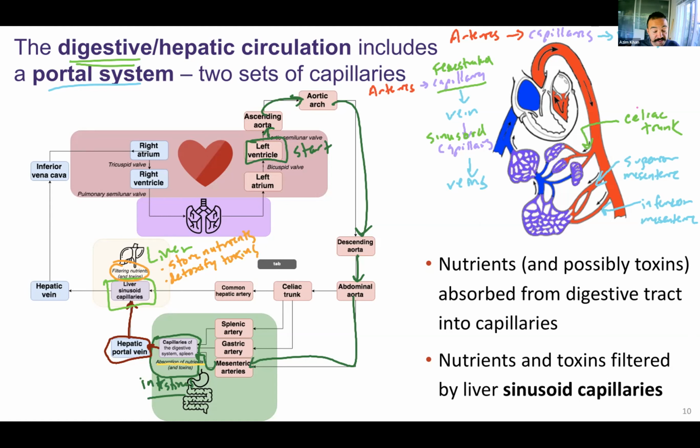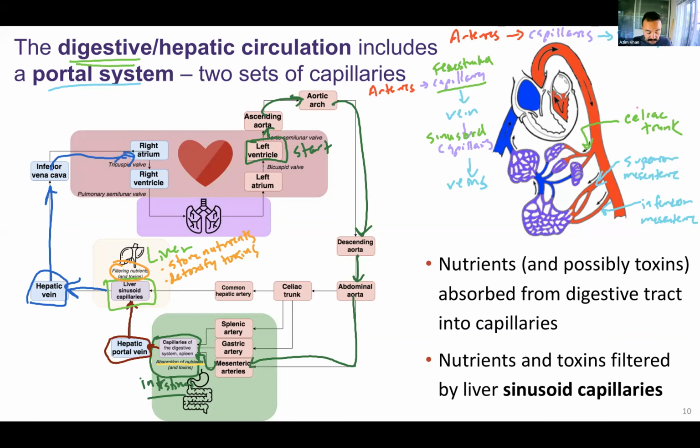That's why, in this particular portal system, we need two sets of capillaries in this pathway. Other portal systems have other reasons. For this one, it makes sense that we have absorption of nutrients and toxins and then immediately do something about it. From there, after we get to the liver, we go to the hepatic vein. Note, hepatic portal vein and hepatic vein are two different structures. To the inferior vena cava, to the right atrium.